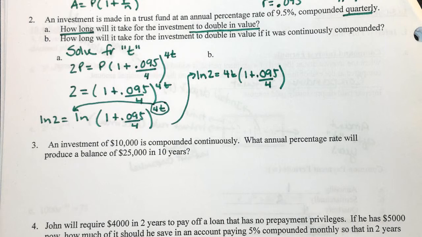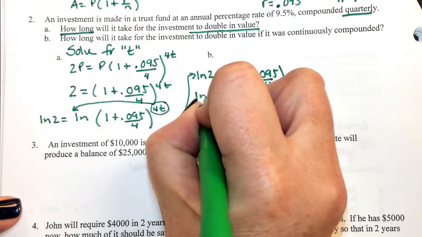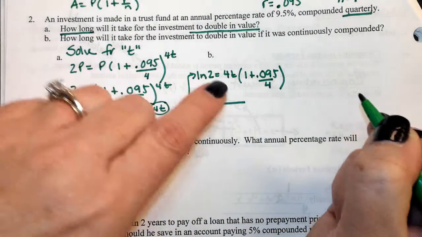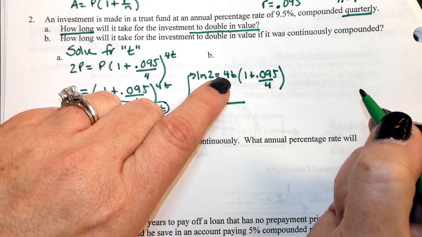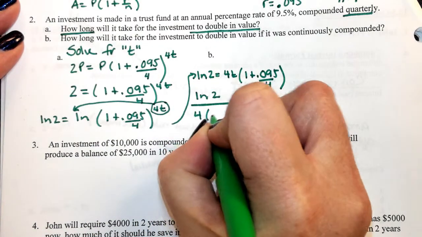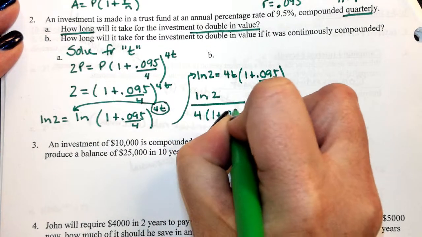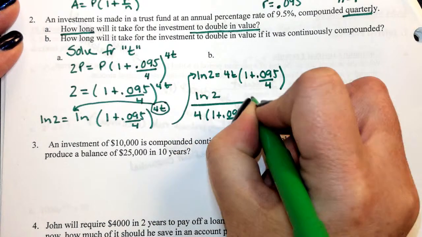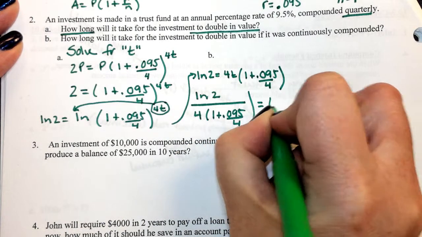So now I've got to get t by itself. T is being multiplied by 4 and multiplied by this whole entire ugly set of parentheses. So how do I break up multiplication to solve an equation? What am I going to do to both sides of this equation? I'm going to divide. So I know that the natural log of 2 divided by, and you can do this all in one step, divide by 4 and divide by 1 plus 0.095 all over 4. And that's equal to t.